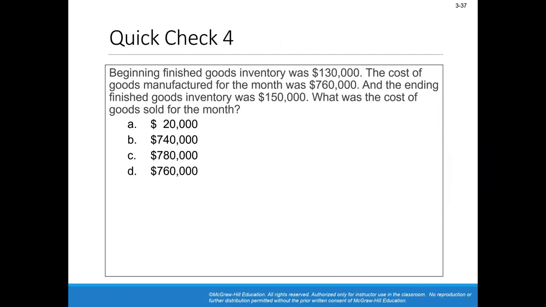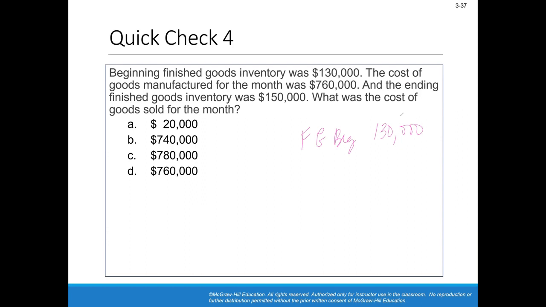All right, now we're looking at finished goods. So we have our beginning finished goods inventory at 130,000. The cost of goods manufactured for the month was 760. So we're pulling that out of the work in process, putting it in finished goods. And at the end, the finished goods inventory was 150. So it wants to know what was your cost of goods sold. So again, we're going right through. So this is my beginning, 130. The way that those slides were set up to show you how you move the money through.